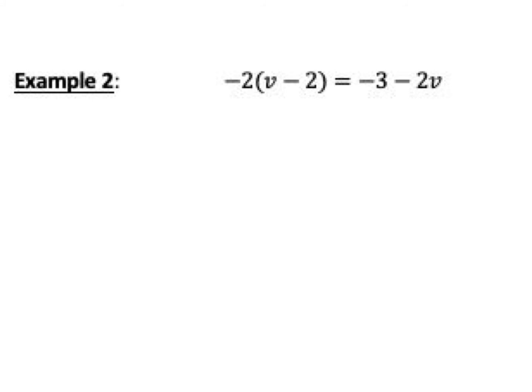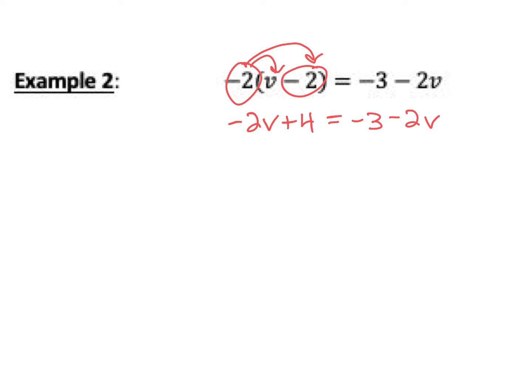All right, example number 2. I see that -2 on the outside. Let's go ahead and multiply it in. So we're going to say -2 times v is -2v. -2 times -2 is positive. Negative times negative is positive. And then -3 and 2v stay the same.